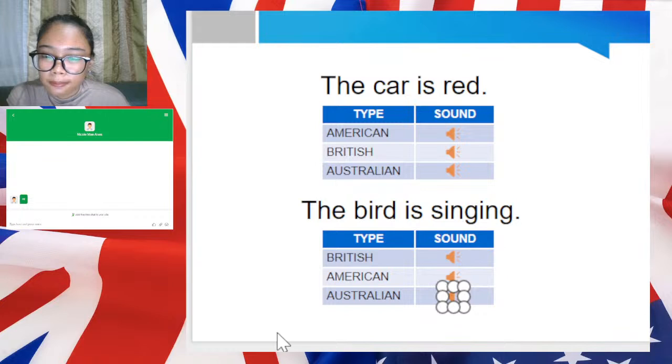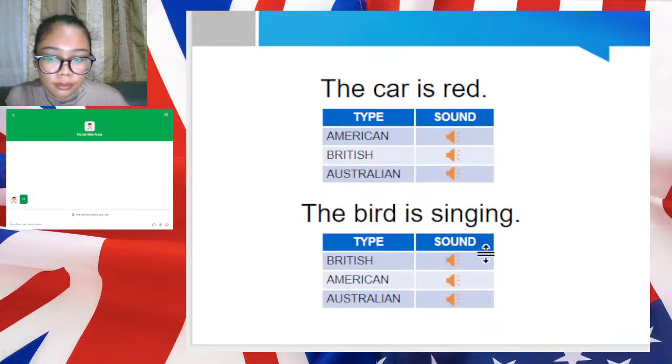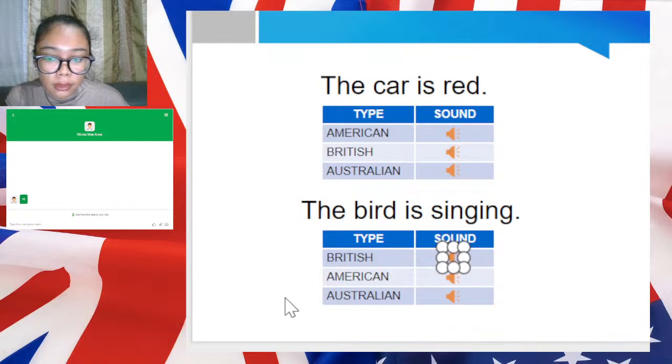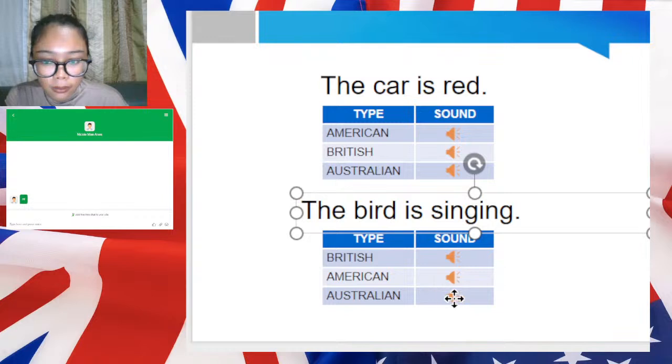The bird is singing. The bird is singing. Compared to British, for a moment. The bird is singing. The bird is singing.